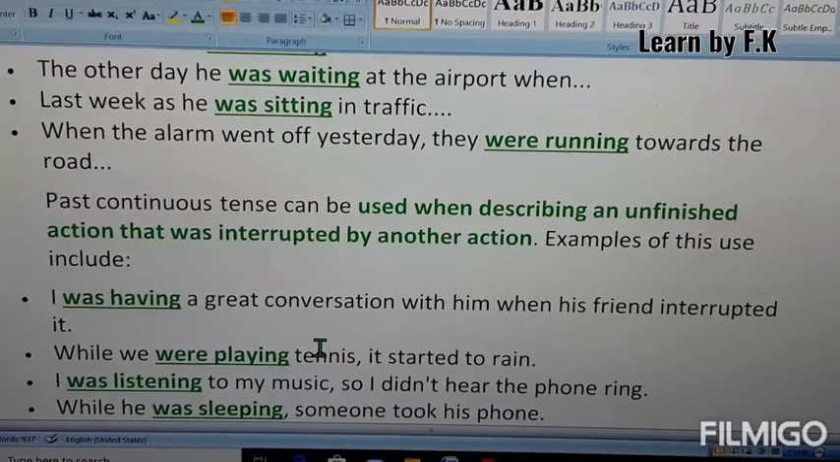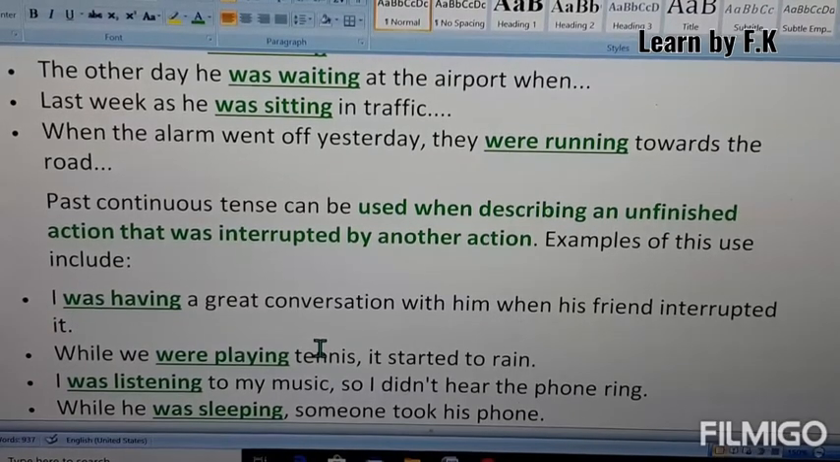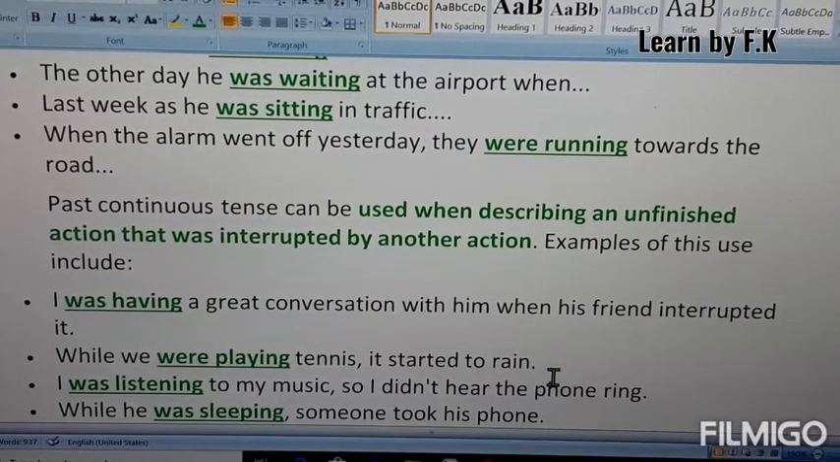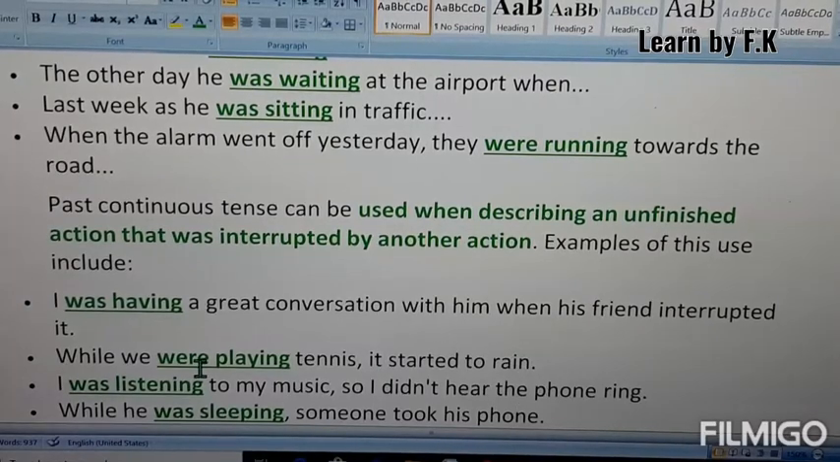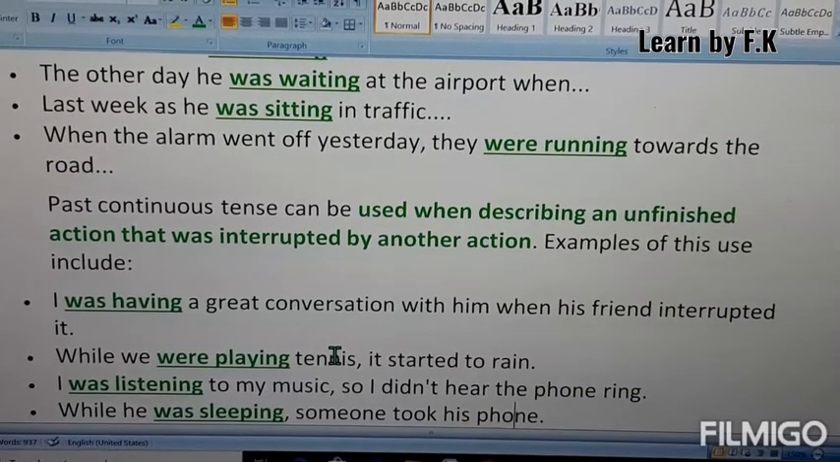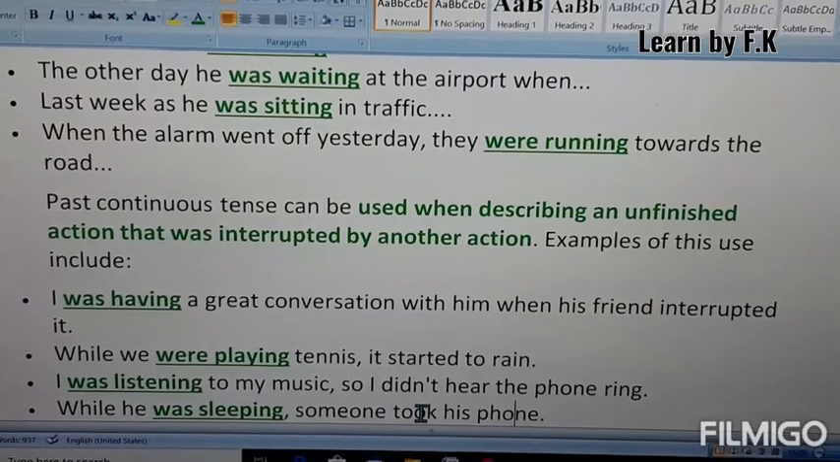While we were playing tennis, it started to rain. In this sentence, we were playing tennis. The tennis game was not done or not completed. It was continued but stopped by rain. How did that rain start? So they were not playing the tennis game. This happened in the past. The action was continued but not completed and was stopped by another action.